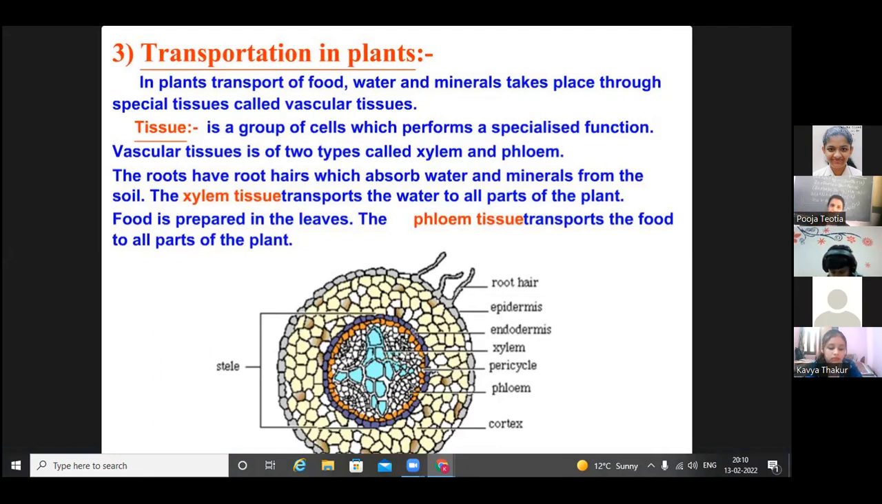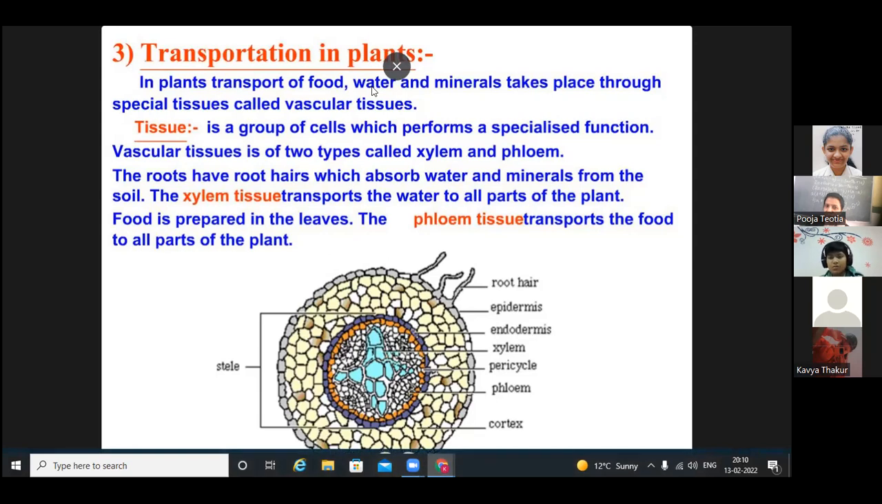The roots have root hairs which absorb water and minerals from the soil. The xylem tissue transports the water to all parts of the plant. Food is prepared in the leaves. The phloem tissue transports the food to all parts of the plant. Okay, so I hope it is clear to you. Xylem and phloem do the transportation work. Xylem is responsible for the transportation of water to all parts of the plant, and the phloem is responsible for transporting the food to all parts of the plant.